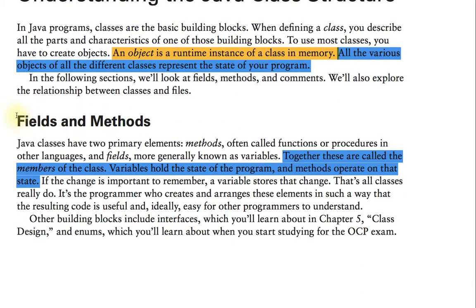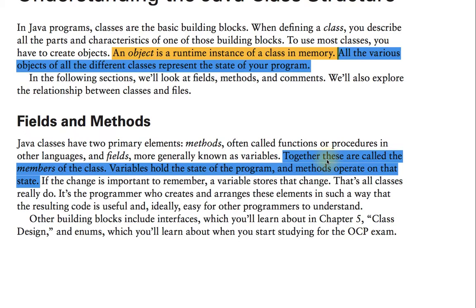And the next is fields and methods. Together, these are called the members of a class, right? Java classes have two primary elements: methods, often called functions or procedures in other languages, but in Java, we are going to call them methods. And fields, more generally known as variables. So fields are known as variables in Java. Together, these are called the members of the class.